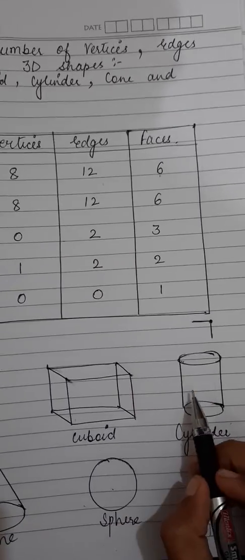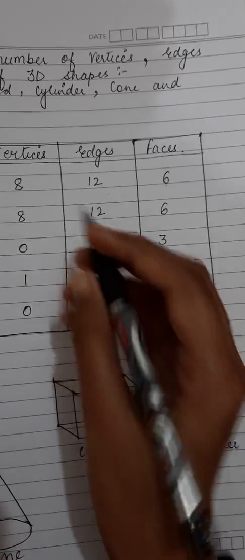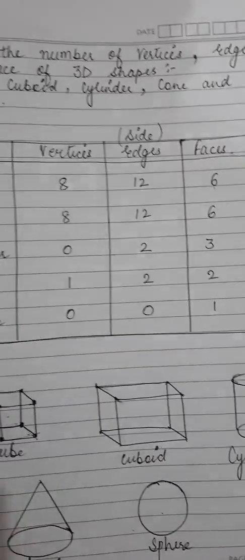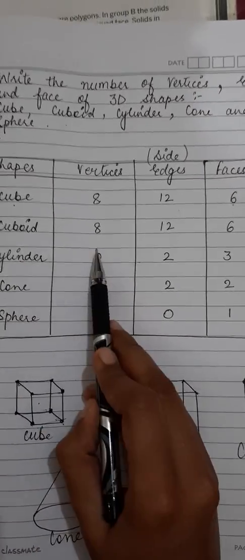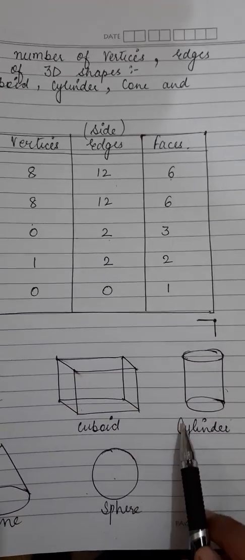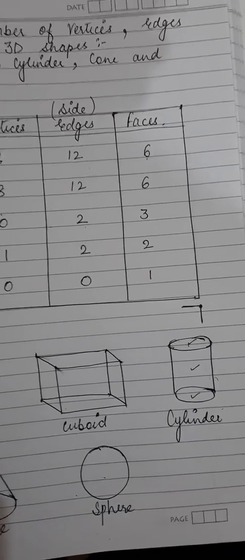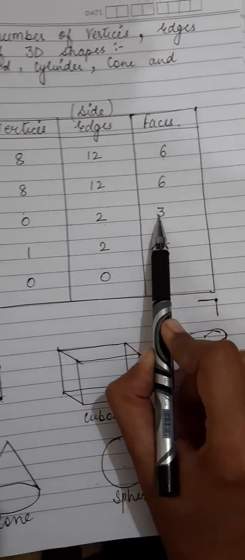Edges, how many are there? 2. One line and second line. Or you can say the other name for edges is sides also. So cylinder is having 0 vertices, 2 edges, and how many faces? 3. How? 1, 2 and 3. So there are 3 faces. Cylinder is having 3 faces.